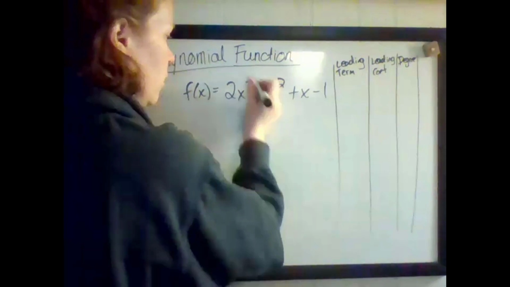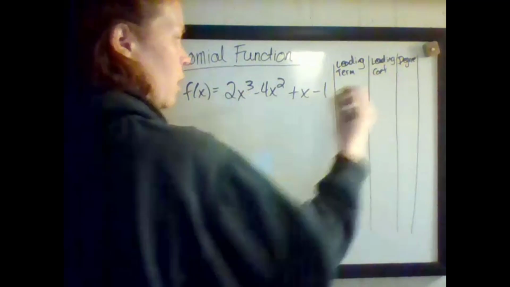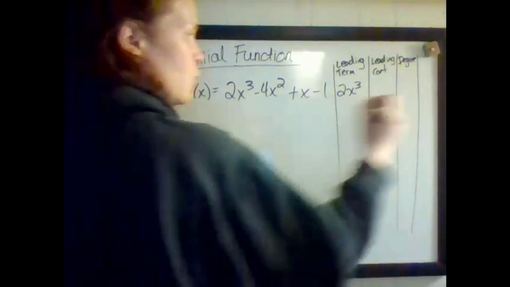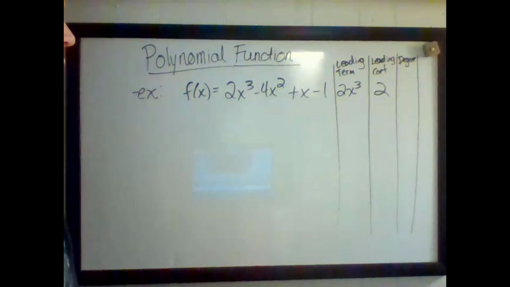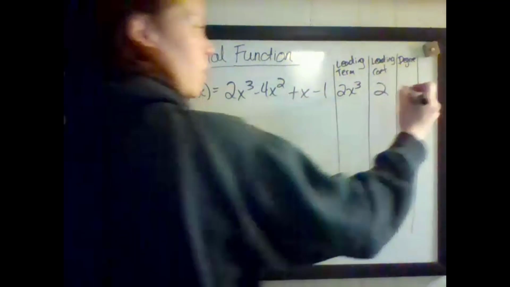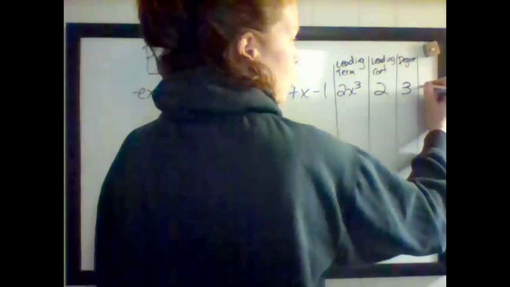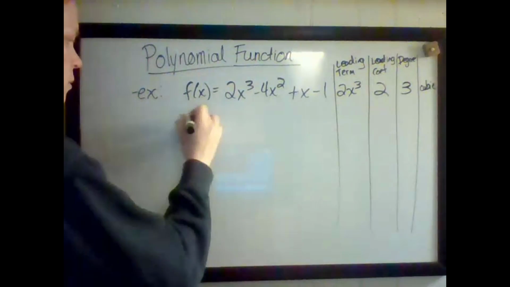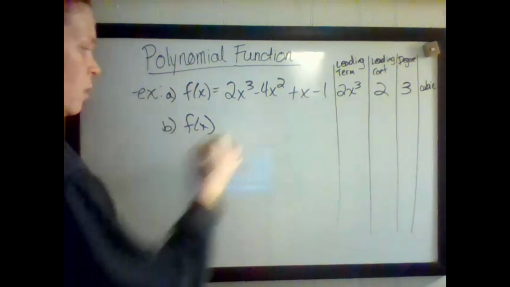Okay, so the leading term would be this whole first term. It's in descending order, so we look at the highest. The leading term would be 2x cubed. The leading coefficient is just 2, the number in front, the coefficient, and then the degree would be 3. And anything that has a degree of 3 is called a cubic function. So this is cubic. Maybe we'll label these. That was A, B.